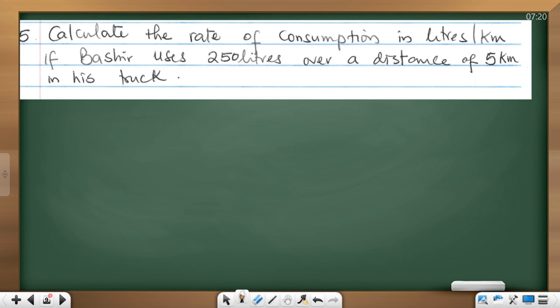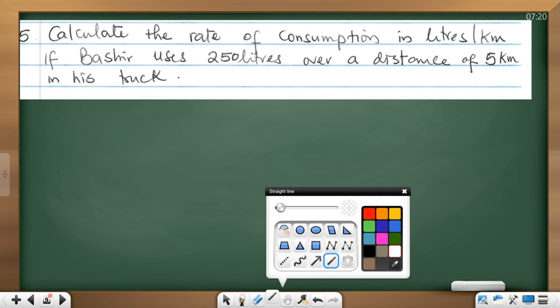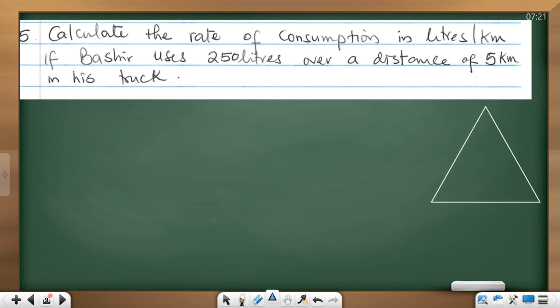Beautiful questions. Oh, we're looking at rate. Now, if I see that I'm looking at rate, you know what I would do immediately? What I would do immediately is to draw a triangle.